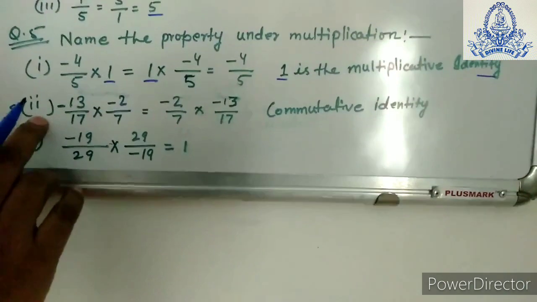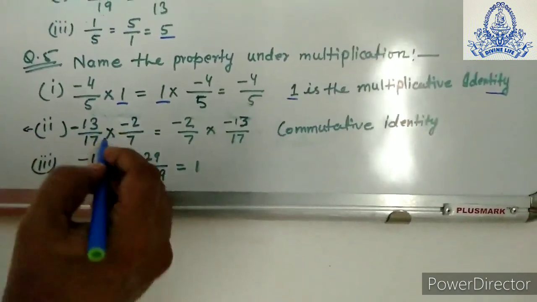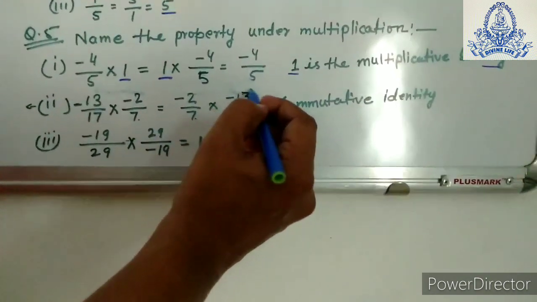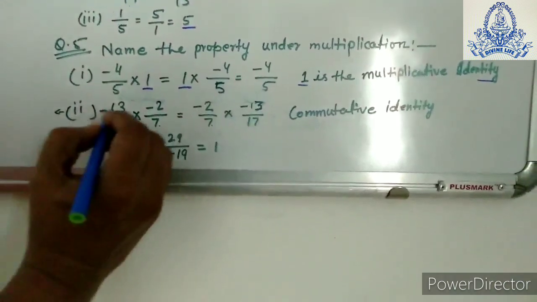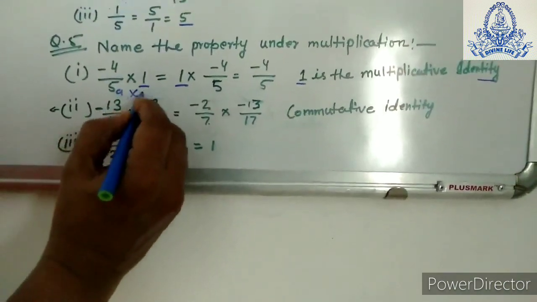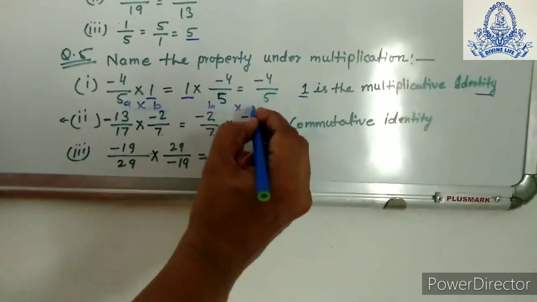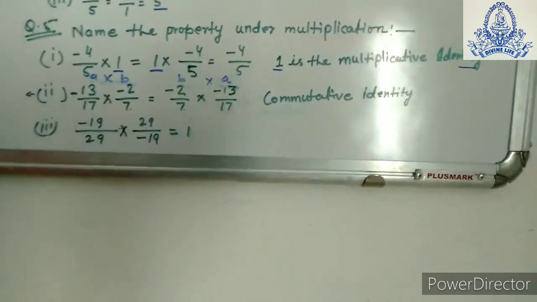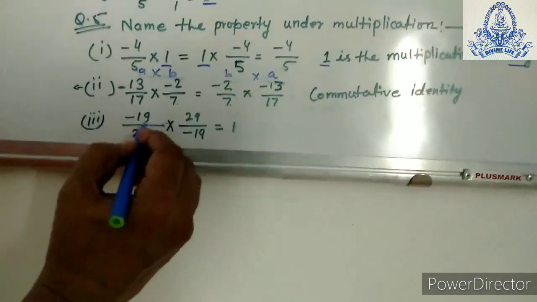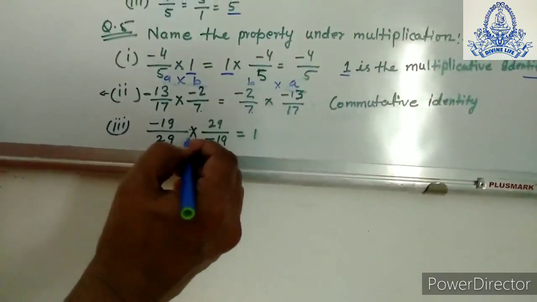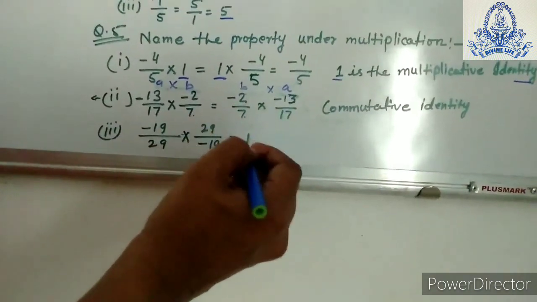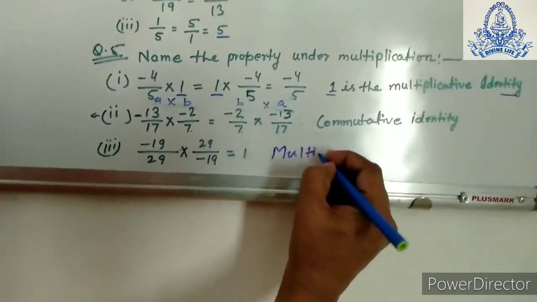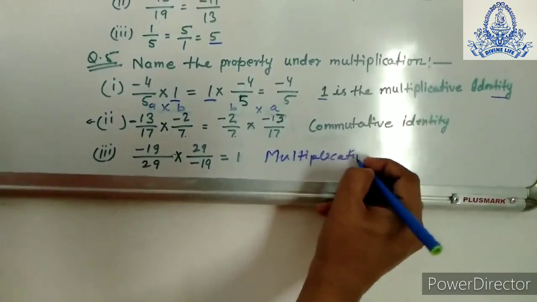In question number 2, minus 13 upon 17 into minus 2 upon 7 equals minus 2 upon 7 into minus 13 upon 17, where A is multiplied with B and B is multiplied with A, which comes under the commutative property. Now question number 3, minus 19 upon 29, which is multiplied with its reciprocal, always gets 1. That's why it is called multiplicative inverse.